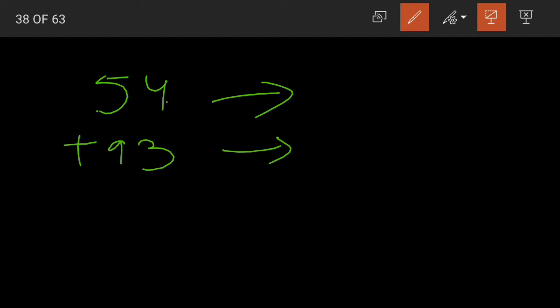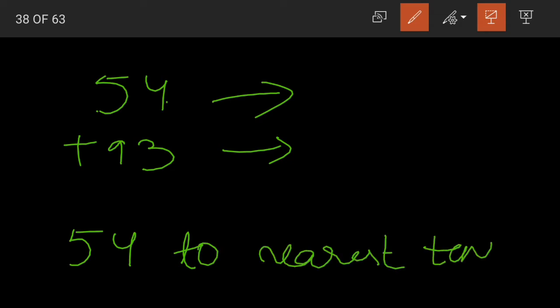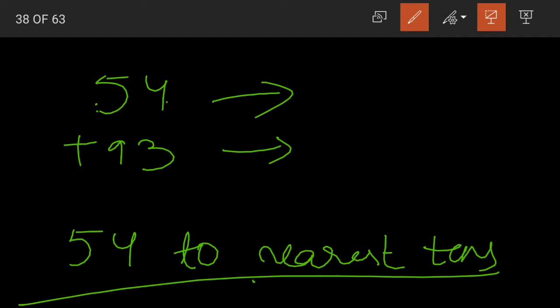We should estimate the sum. Estimate means what here? Rounding off. See, 54 plus 93. In your previous standard, you were given a question like estimate 54 to the nearest tens. But here in the question they will not tell you whether to estimate to the nearest tens, hundreds or thousands. We need to find out whether we need to estimate to tens, hundreds or thousands.